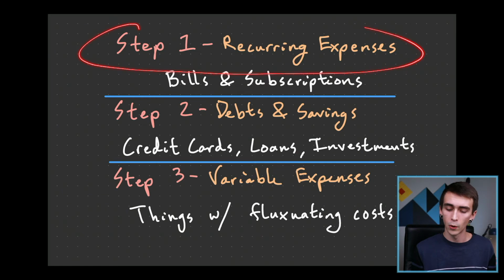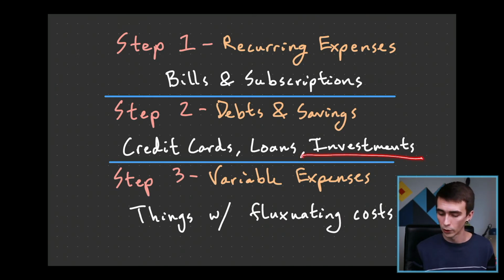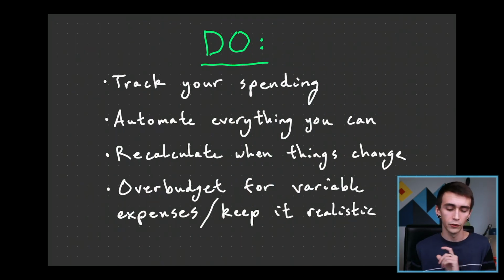To sum everything up, now we've totaled all things from steps 1, 2, and 3. We had the recurring expenses, which will be your bills and subscriptions. Step 2 was the debts and savings. This will be the credit cards, the loans, your car payment, your mortgage, and all your investment contributions. And then we have step 3, which was the variable expenses. This is anything with a fluctuating cost, so it could be your water or electric bill if they go up and down every month, or things like your fun expenses and your food expenses, and we already talked about all that. So let's jump into the do's and don'ts of using this type of budget.